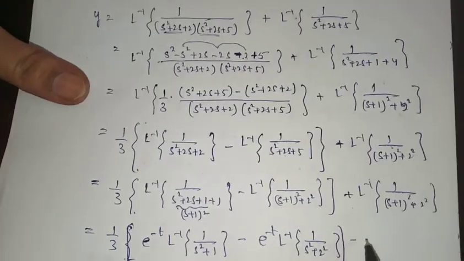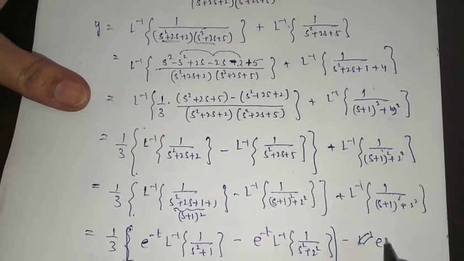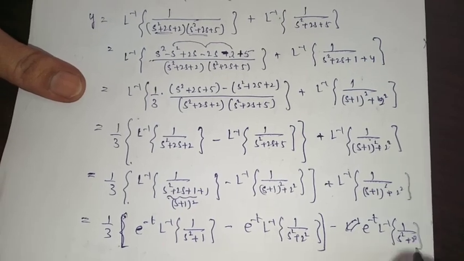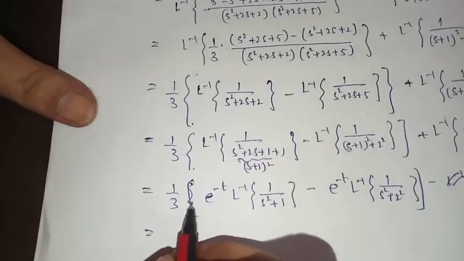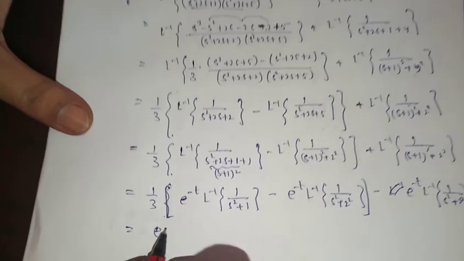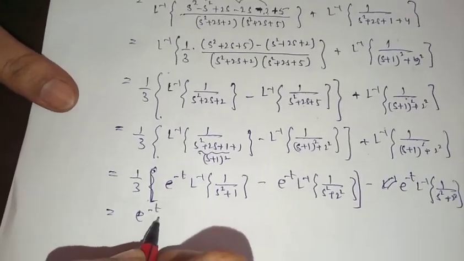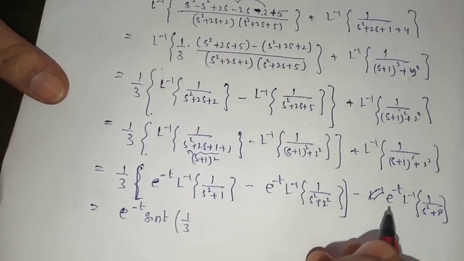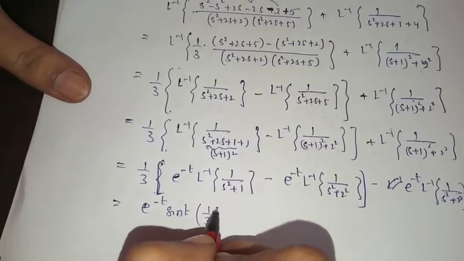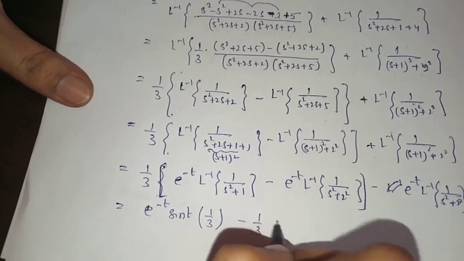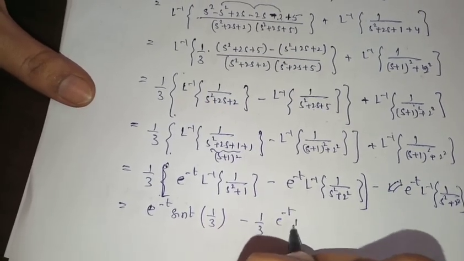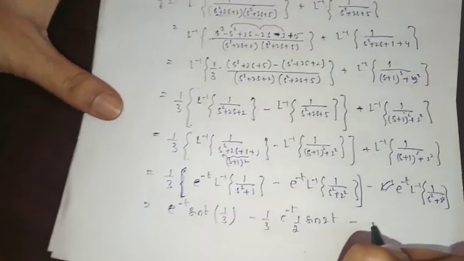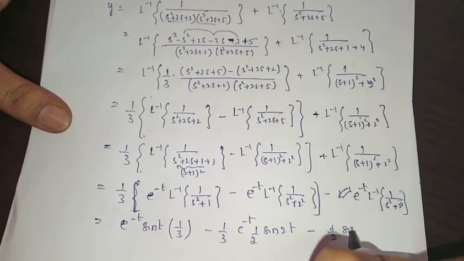This is under 1 by 3, e to the power minus t Laplace inverse of 1 by s square plus 2 square. So this is 1 by 3 e to the power minus t, and this is sin t. 1 by 3, and here also 1 by 3 minus 1 by 3 e to the power minus t into 1 by 2 sin 2t minus 1 by 2 sin 2t.